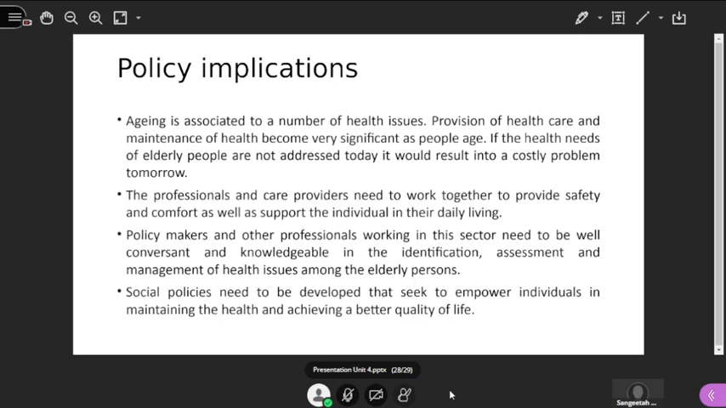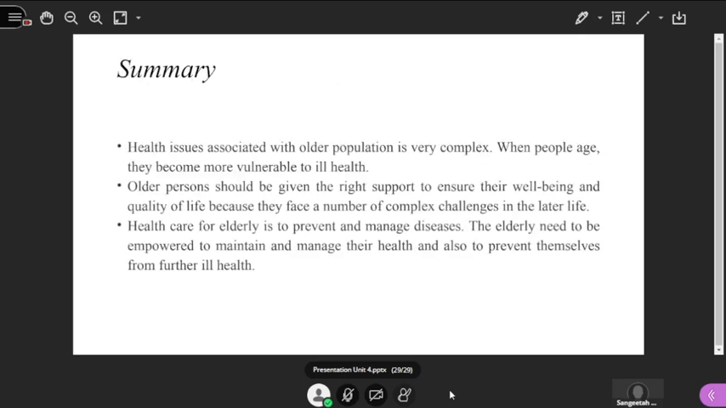You remember we did the scope of social work in elderly person. We talk about assessment, advocacy, counseling. So these are the things that professional and policymakers should know all about. Social policies need to be developed that seek to empower individuals in maintaining their health and achieving a better quality of life.